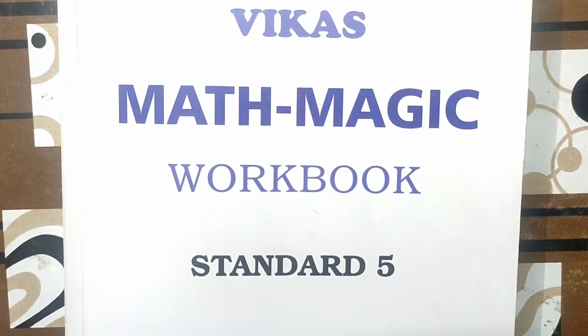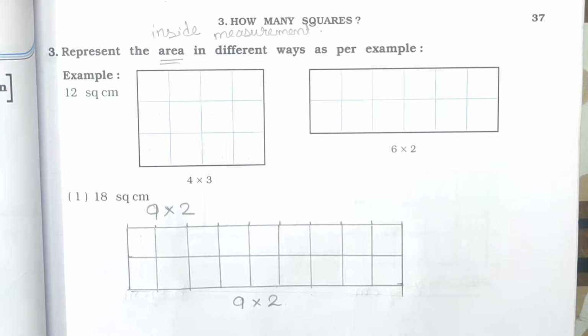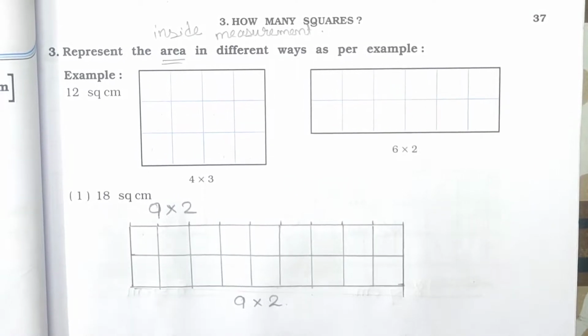Today we'll see Mathematics Workbook Standard 5th. Today we'll see our third chapter, Continuations. How many squares? In the previous video, part 1, we have seen main 1 and main 2. Today we'll see main 3.